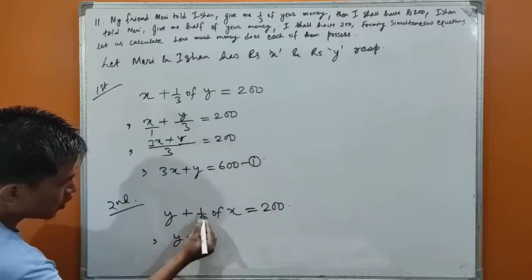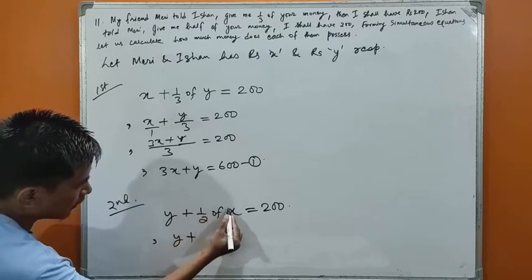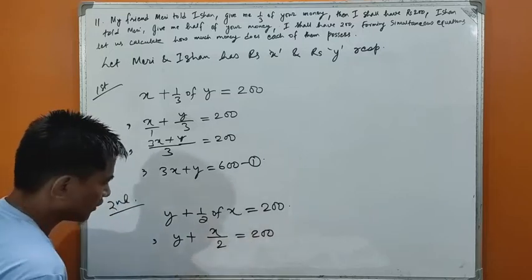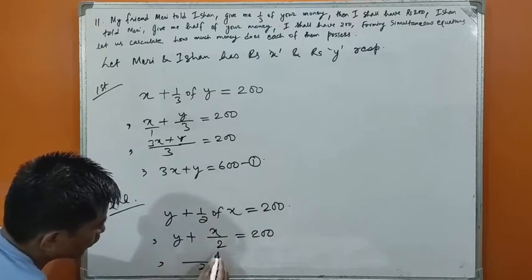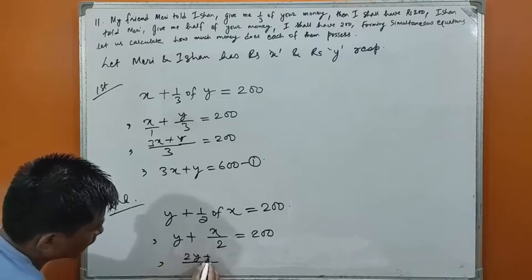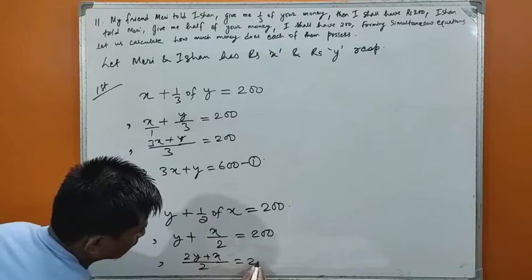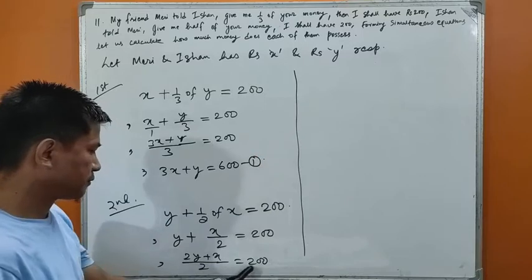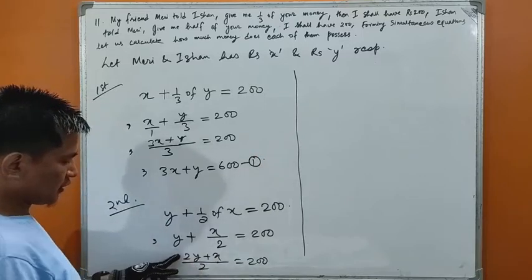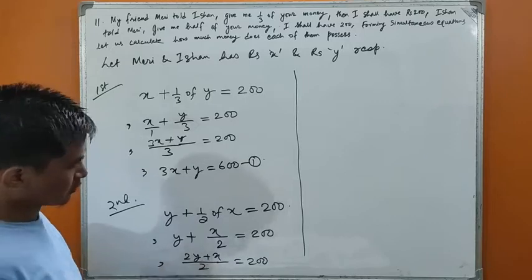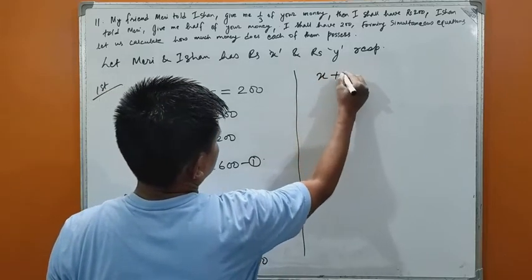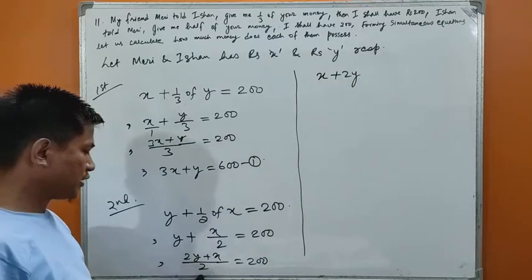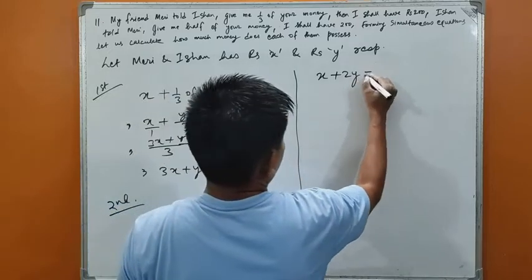Simplify this. y plus 1 of x means 1 into x is x. This gives 2 in the denominator equals 200. So let us take the LCM. 2 into y is 2y plus x equals 200. So 2 will cross multiply to the right hand side. In the left hand side we have 2y plus x. So let me write x in the front, x plus 2y. Okay, same thing, 2y plus x and x plus 2y is the same thing. x plus 2y equals 2 times 200, equals 400.